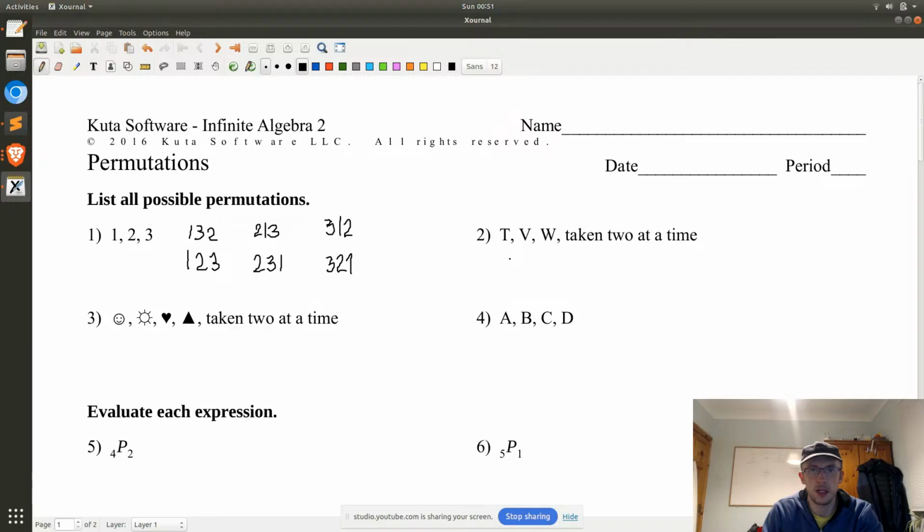TVW. Taking two at a time. TV, TW, V... Permutations, huh? Okay. TV, VT, TW, WT, VW, WV.